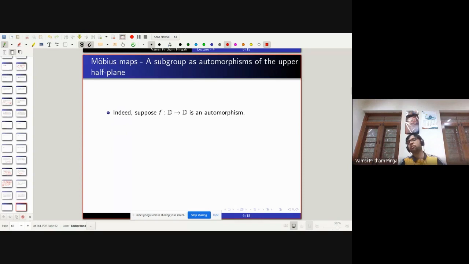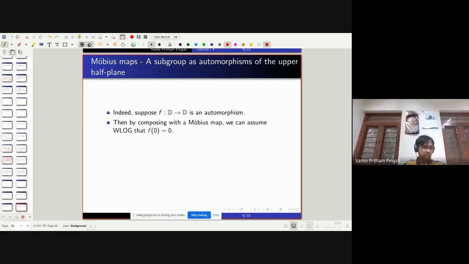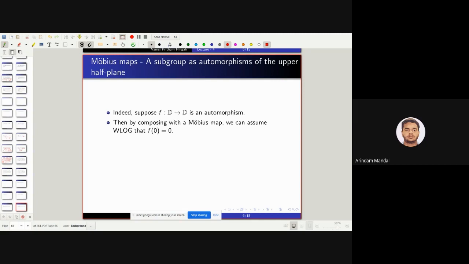So how does one prove this assuming Schwarz's lemma? Indeed, suppose f from the unit disk to itself is an automorphism. Then by composing it with a Mobius map, we can assume without loss of generality that f(0) is 0. What is the meaning of this phrase and why is this true? Consider the image of f(0) to be alpha. Then we can identify a Mobius map such that this alpha goes to 0. Very good. Now compose it.